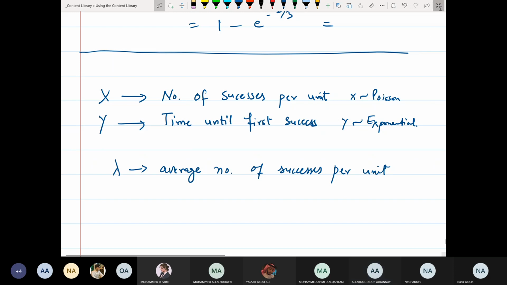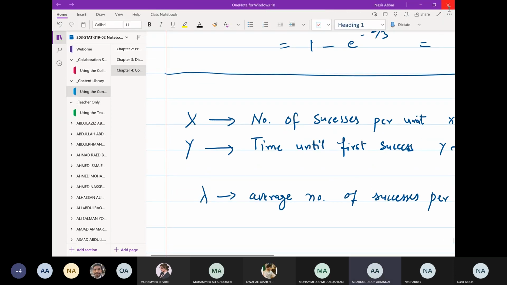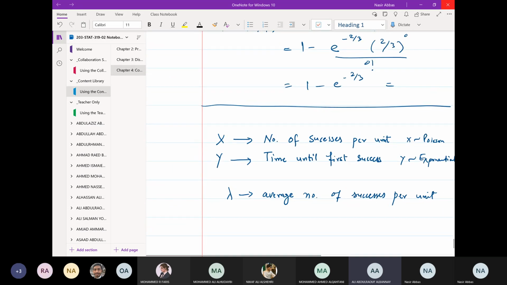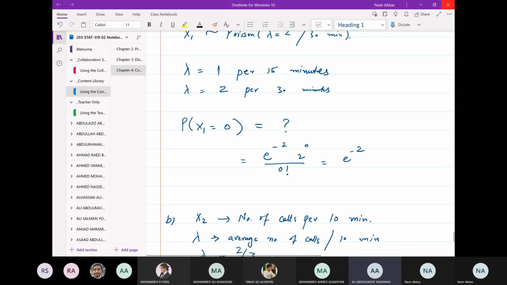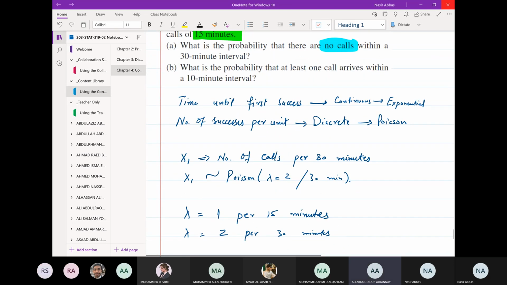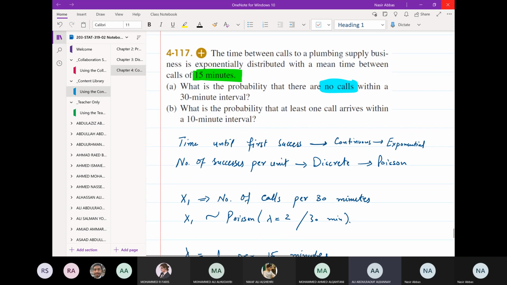Doctor? Yes, Ali Abdul Rauf. Yes, about part A, I don't get it. Why do we have 2/3? Because he said that we won't get a call in 13 minutes. Why shouldn't we say that's 1/30?